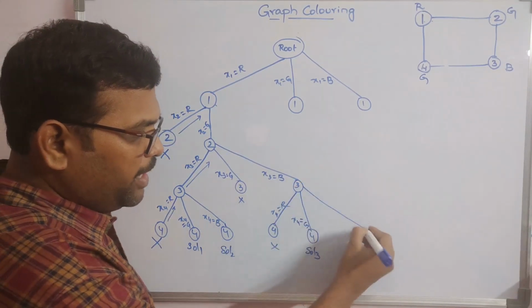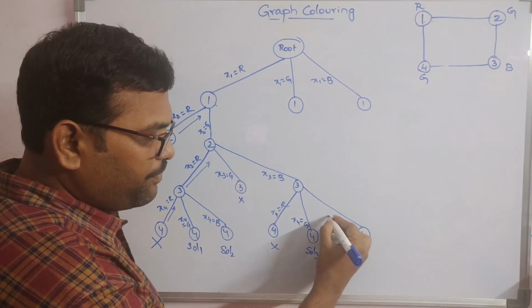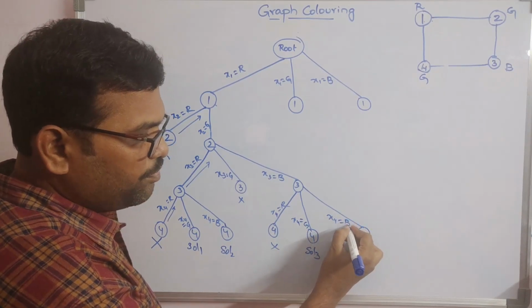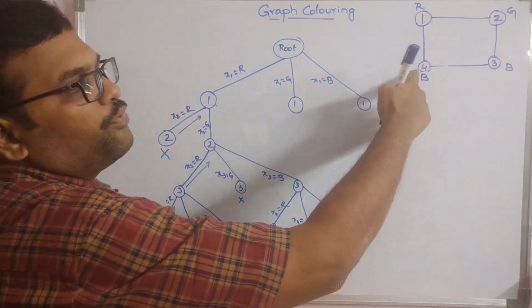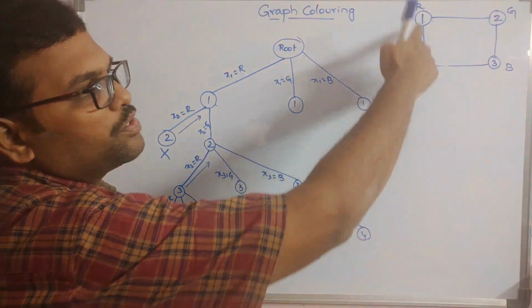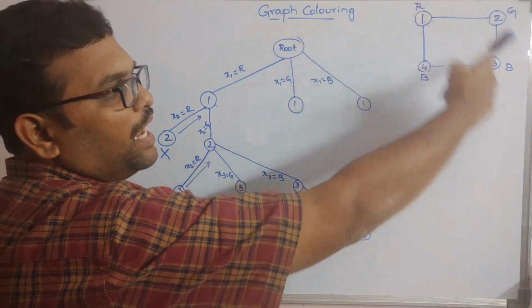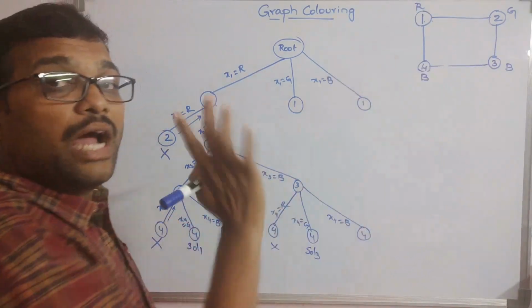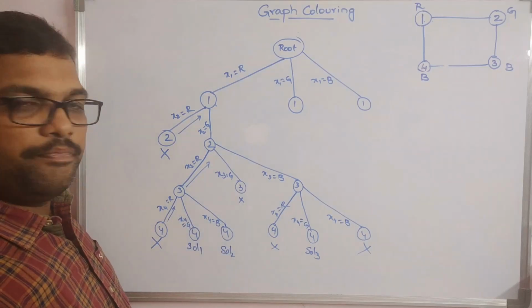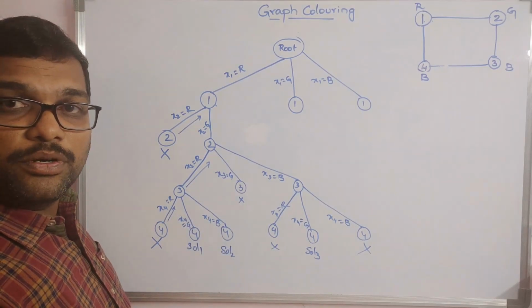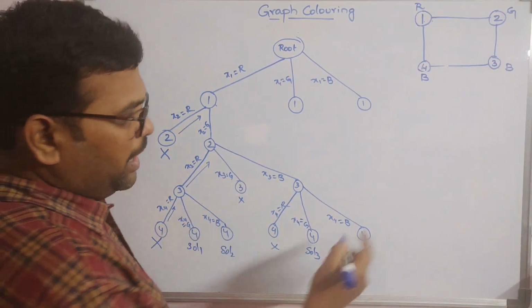And the next possibility, if 4 is filled with blue. See, 4 has the two adjacent nodes 1 and 3, 1 is filled with R, 3 is filled with blue, so 4 can't be filled with blue. So this is not possible. Again backtrack.